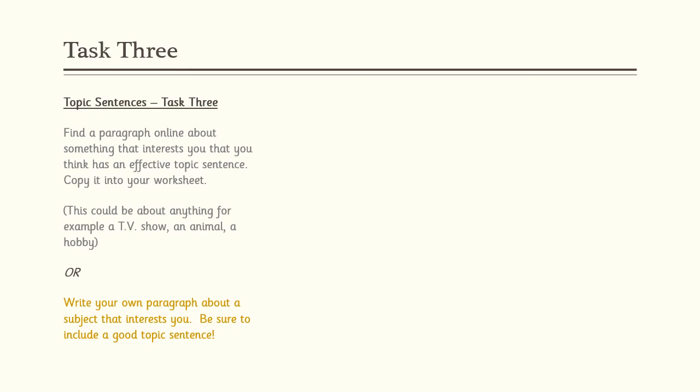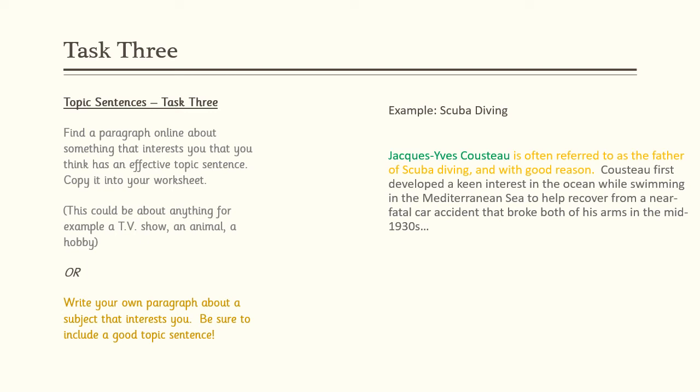So here's an example. This is about scuba diving. Jacques-Yves Cousteau is often referred to as the father of scuba diving, and with good reason. Cousteau first developed a keen interest in the ocean while swimming in the Mediterranean Sea to help recover from a near-fatal car accident that broke both of his arms in the mid-1930s. So that whole paragraph we know is going to be about Jacques Cousteau, and the controlling idea is about how he is the father of scuba diving.